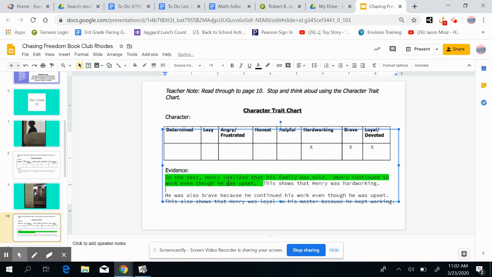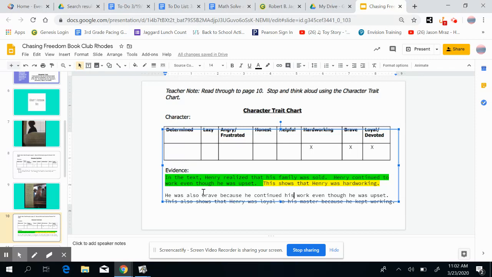Okay, that is the information from the text. Now, what I did here, this shows that Henry was hardworking. I explained my evidence and connected it back to my character trait. So you want to be doing that when you respond in your book club packet.